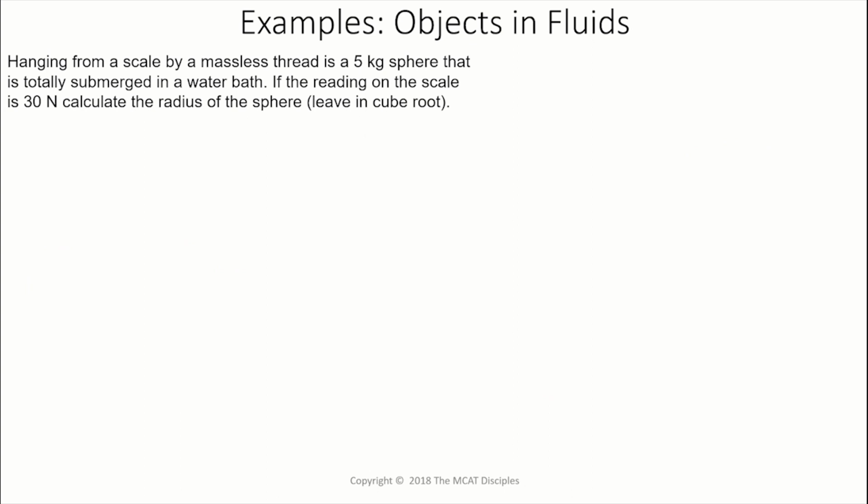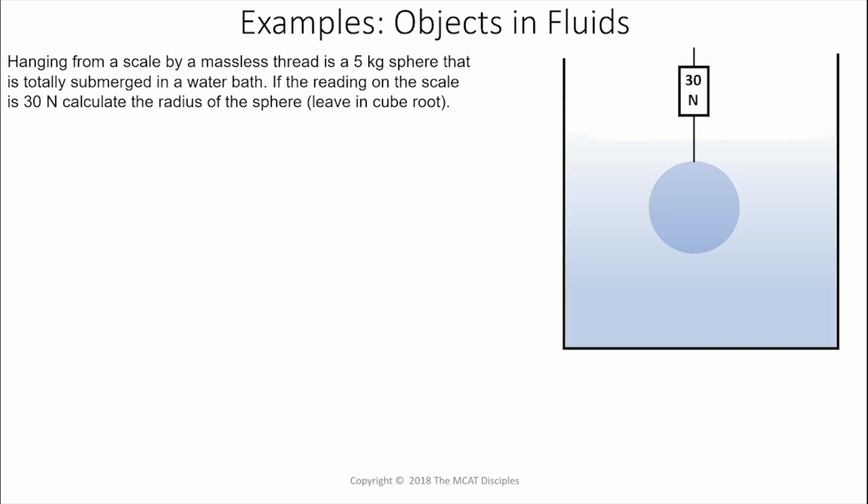Hanging from a scale by a massless thread is a 5 kilogram sphere that is totally submerged in a water bath. If the reading on the scale is 30 newtons, calculate the radius of the sphere. And you can leave that in the cube root form. You don't have to finish the calculation. Here is the diagram. You have this massless thread holding on to the 5 kilogram sphere here, and the scale is reading 30 newtons.